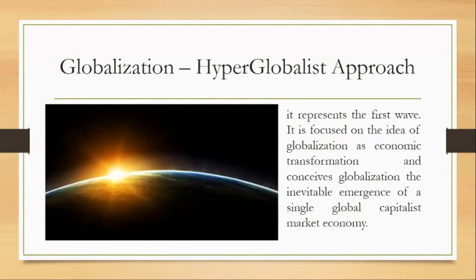Hyper-globalists, sometimes referred to as the global optimists, believe that globalization is happening and that local cultures are being eroded primarily because of the expansion of international capitalism and the emergence of a homogeneous global culture. They, as the optimist part of the name implies, believe that globalization is a positive process characterized by economic growth, increasing prosperity, and the spread of democracy. So that is the hyper-globalist approach.